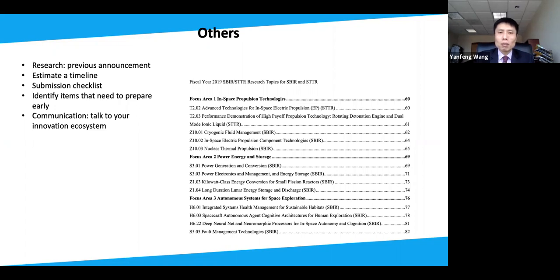On the right side of the screen, you can see this is the 2019 NASA announcement. And you are looking at the topic part, what kinds of topics they are interested in. So for years 2020, 2021, some of the topics will stay and some new topics will show up.